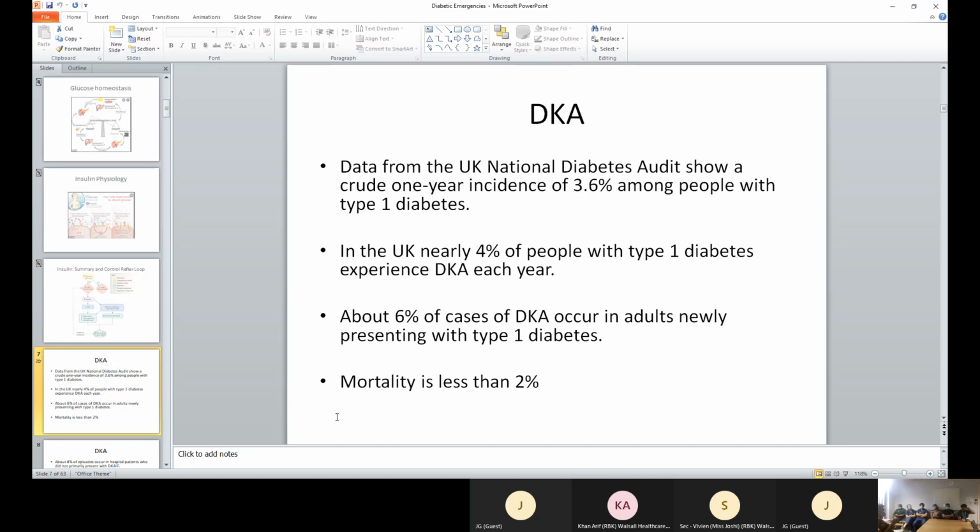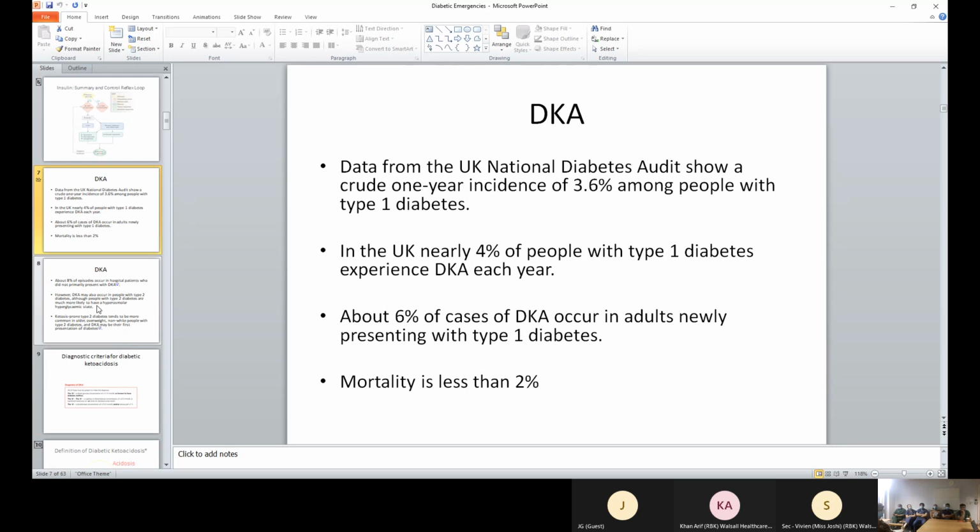The Association of British Clinical Diabetologists have come up with the management of DKA, which is now widely used in the UK, and also worldwide. Better awareness, better availability of resources, and a targeted algorithm for treatment management all help reduce the mortality to less than 2% now.